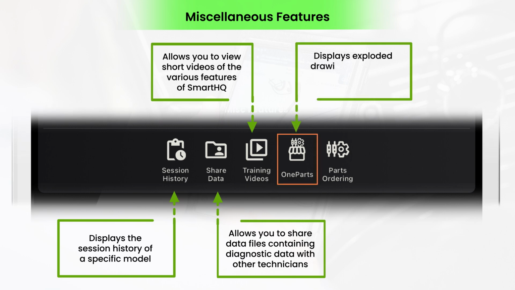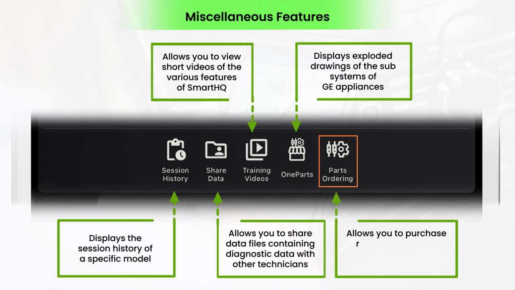The One Parts option displays exploded view drawings of subsystems of GE appliances, and the Parts Ordering option allows you to purchase replacement parts from the distributor of your choice.